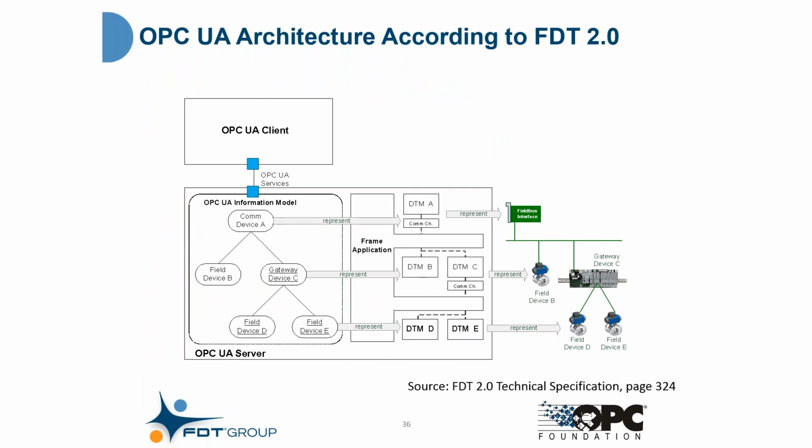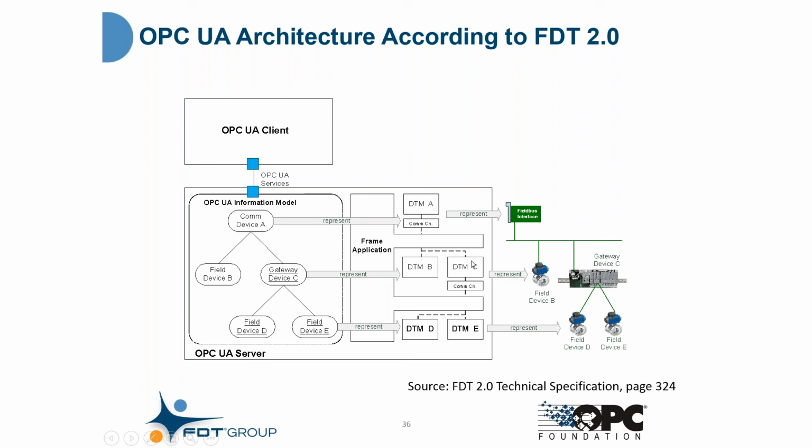This is a slide coming from the FDT2 specification. When we designed FDT2, we already considered using DTMs in such an environment. Starting from the right side, you see a network of devices, a small hierarchy consisting of several field buses. In the middle, you see the frame application hosting DTMs, and each DTM represents a device. So we have a DTM representing the field bus interface, and also DTMs representing field devices or the gateway.